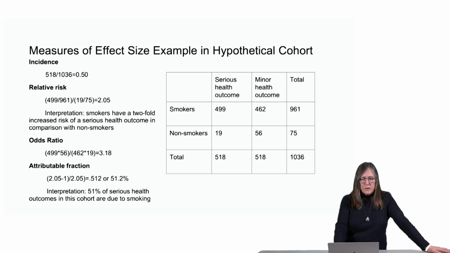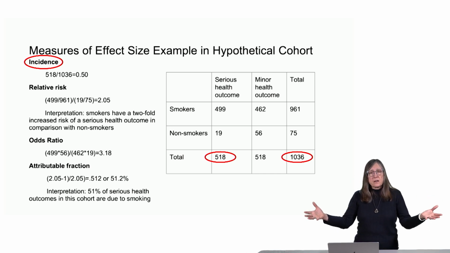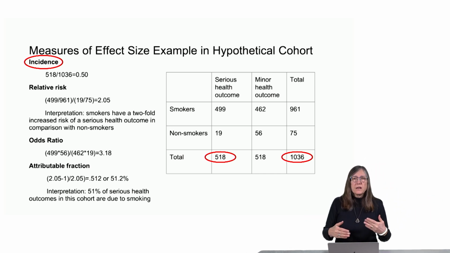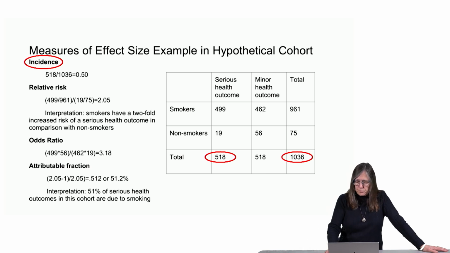So let's start with incidence. That's just calculated. Assuming this is a hypothetical cohort study, you're just looking at how many people have developed that outcome over time. So 518, regardless of exposure status, divided by the total number of the cohort, gives 0.50.